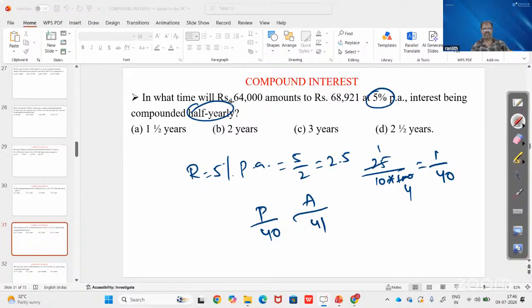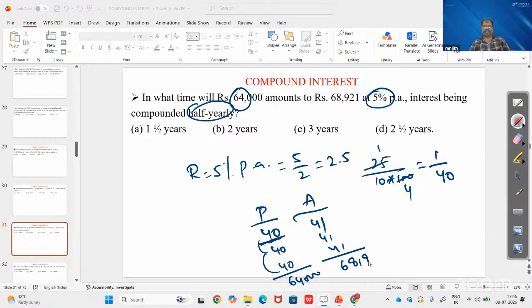So the principal will be equal to 64. So principal we are having 40. To get 64, how many times do we need to multiply? That is 3 times: 40, 40, 40. 4 fours are 16, 16 into 4 will be equal to 64. So this will be equal to 64,000. Here also 41, 41, 41 will be equal to 68,921. So how many years? It is nothing but 1.5 year. Answer is 1 by 2 years.